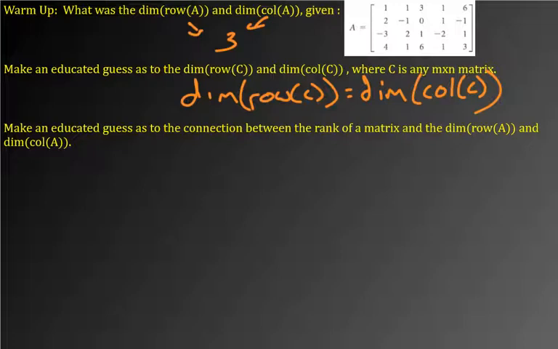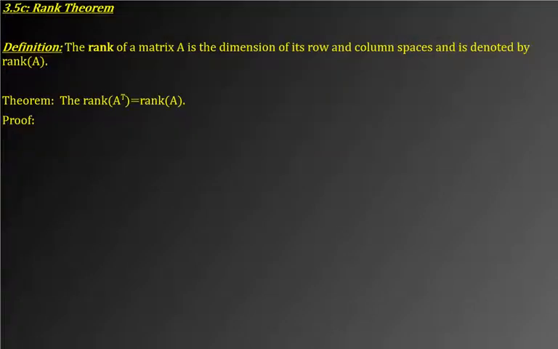So it turns out that this is basically our definition of what rank is. I have it on the next slide, but it's right here. The rank of a matrix is the dimension of its row and column spaces, and is denoted by rank of A. So it is literally the number of vectors in the basis for the row and column spaces.